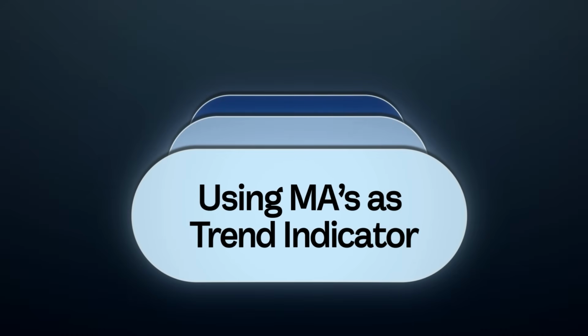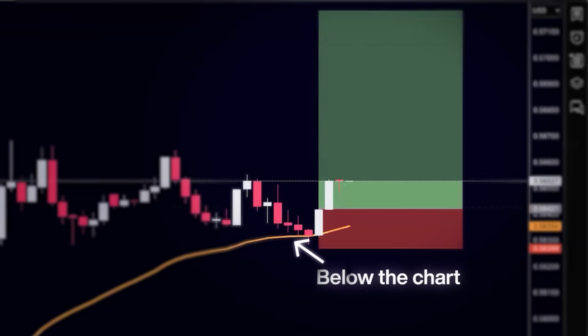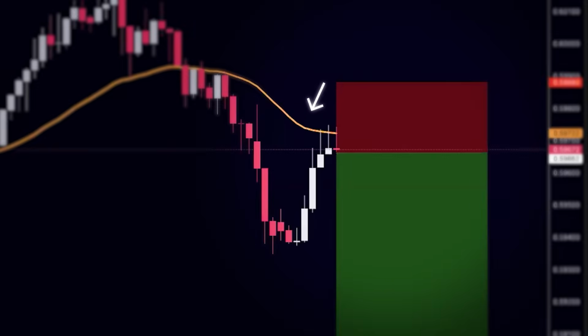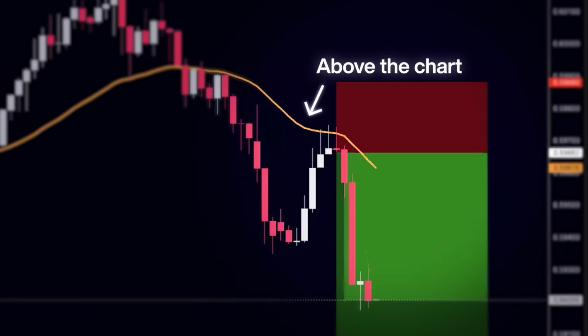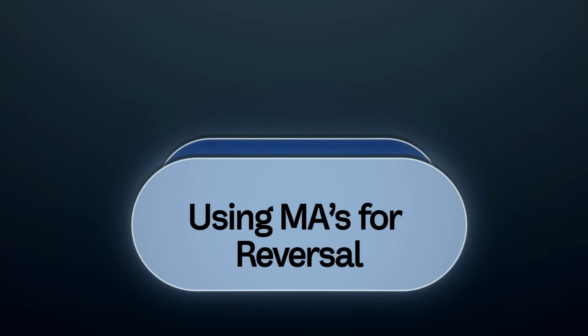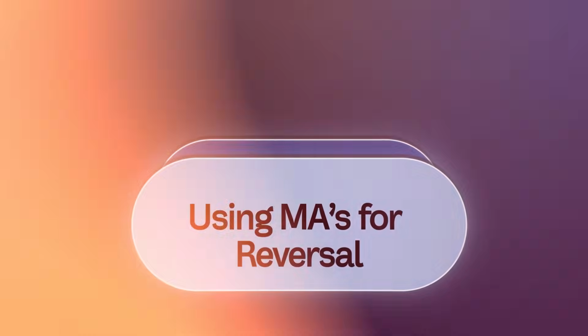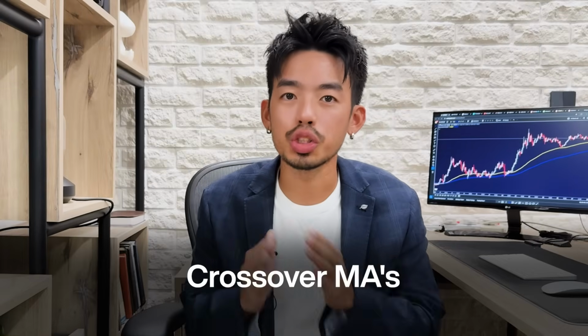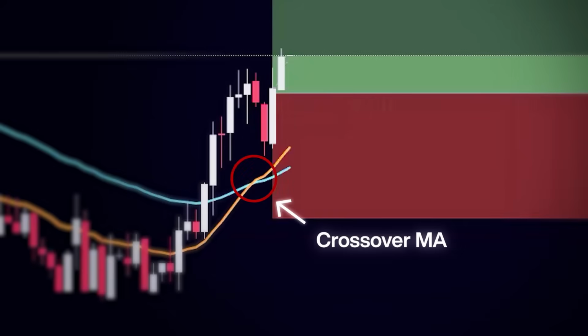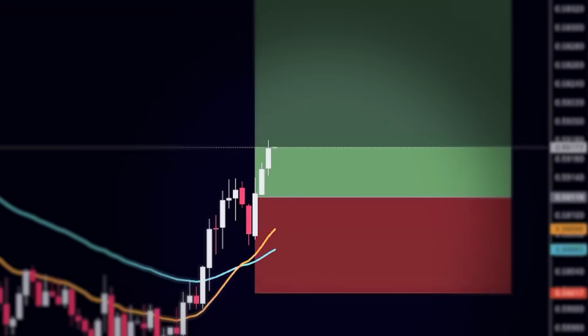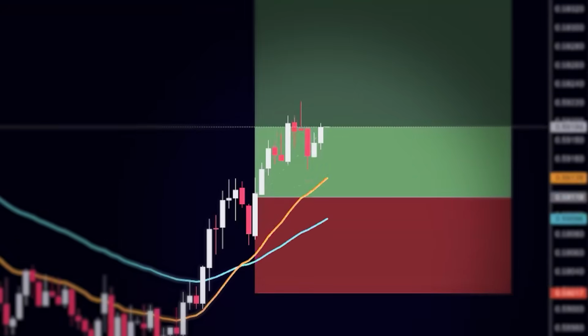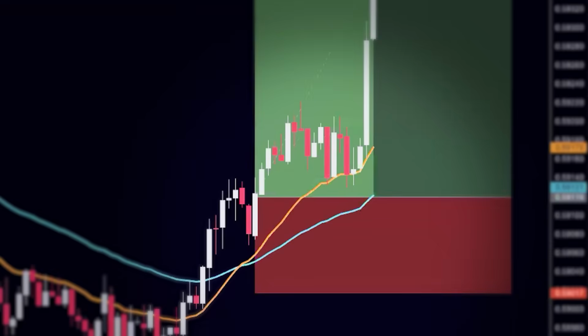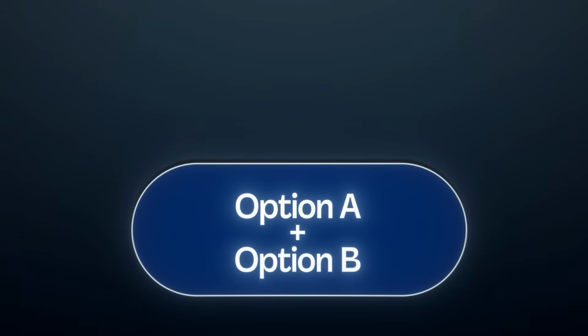So now, the conventional way of using MAs. The first option is just using MAs as a trend indicator. If the MAs is below the charts, just go for a buy. If the MAs is above the chart, just go for a sell. The second option is using MAs for reversal. This is where the term crossover MAs comes to mind. So you have probably heard of this before. That's where the big MA and the small MA, they cross over each other, indicating that an early sign of reversal might happen. And the third option is a combination of both.